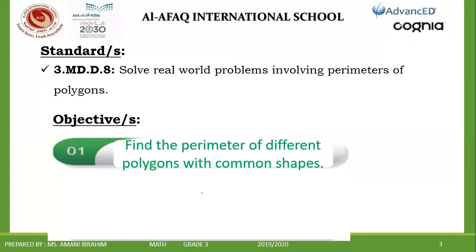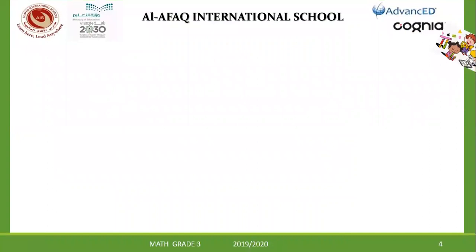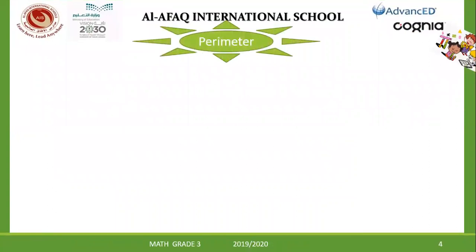Our standard 3.MD.D.8: solve real-world problems involving perimeters of polygons. Our objective: find the perimeter of different polygons with common shapes. As we know the meaning of the perimeter, it is the distance around the figure. And our lesson today is talking about common shapes like the rectangle.